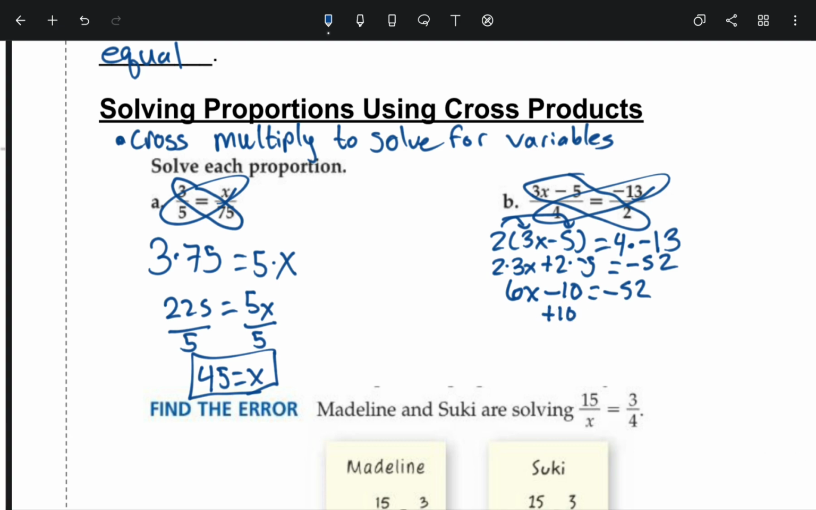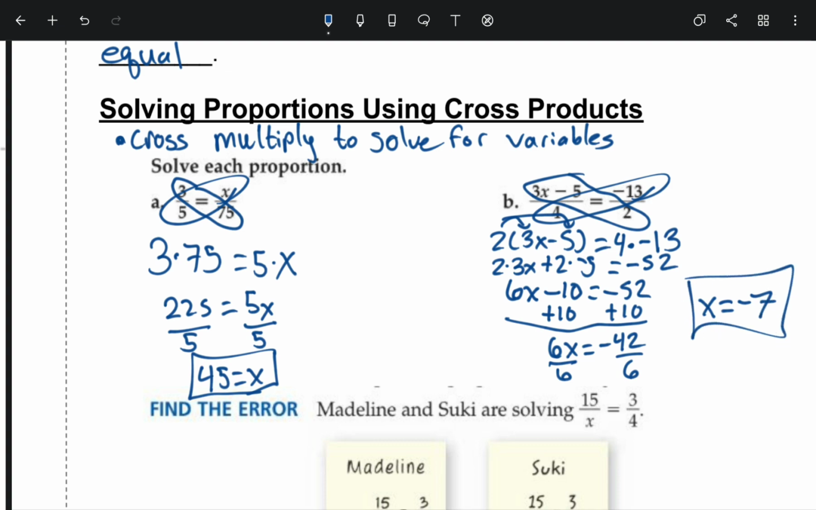Now I'm going to add 10 to both sides. So we get 6x equals negative 42. Divide both sides by 6. We get x equals negative 7. And we are done with that one.